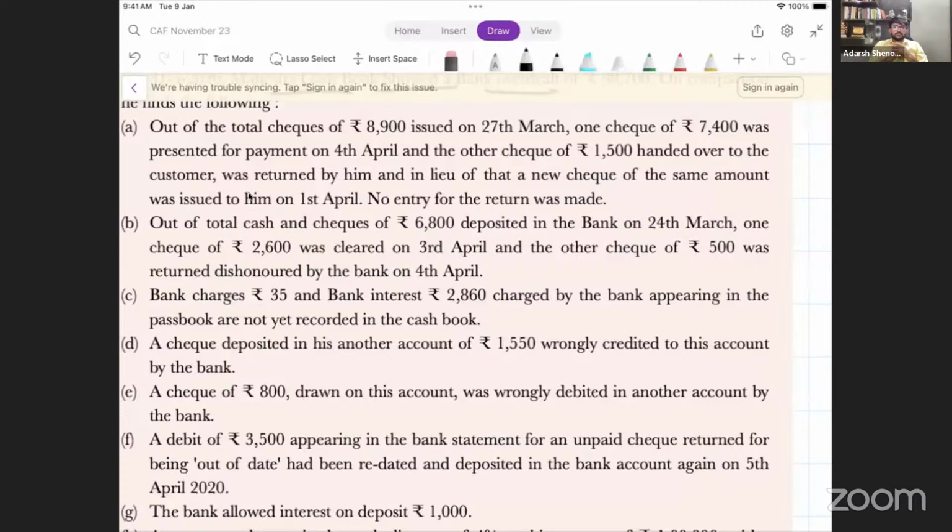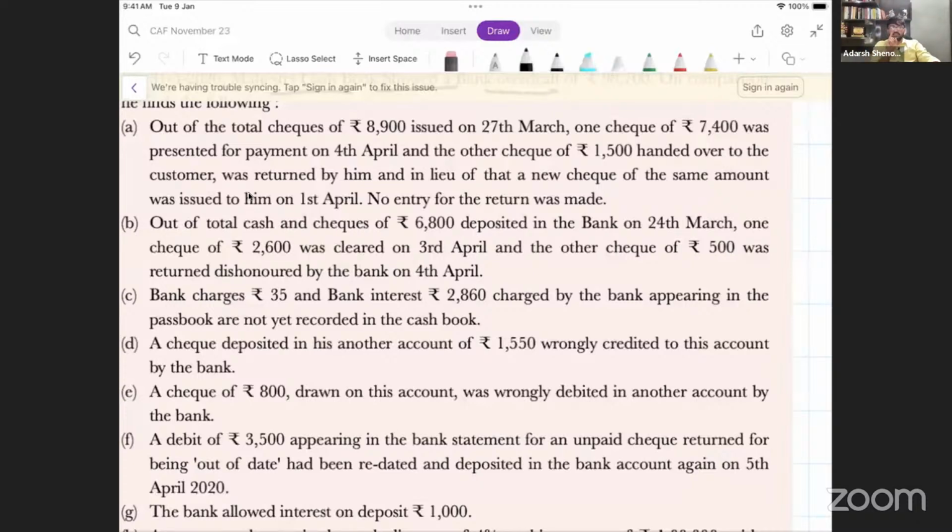Okay, coming back to this. Out of the total cash and checks of 6,800 deposited in the bank on 24th March. So this includes cash and checks. See, cash gets cleared immediately. You put cash into the bank, immediately the banker will put that money into your account. You increase here, he also increases. Cash does not take time to get cleared because cash is notes. The moment you give him the cash, the passbook also increases.